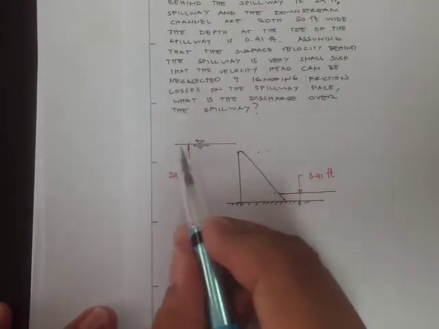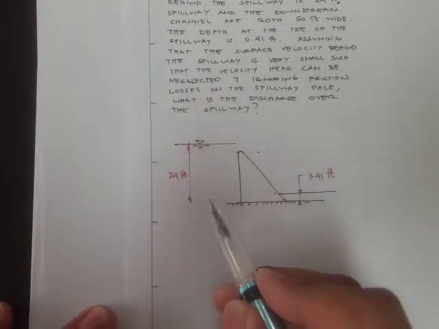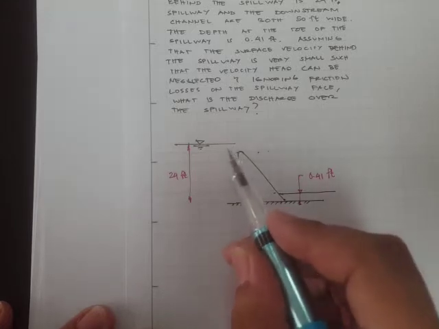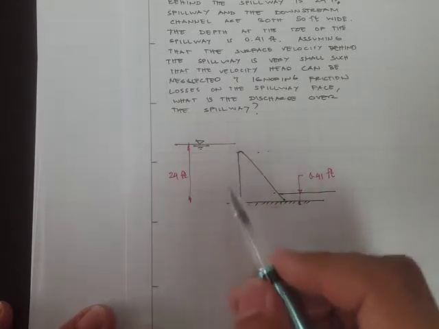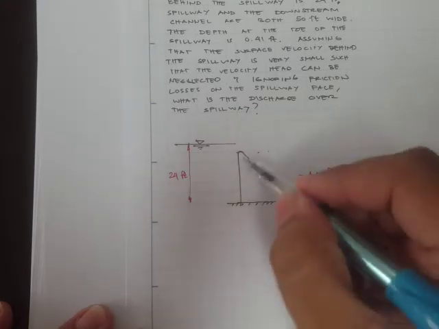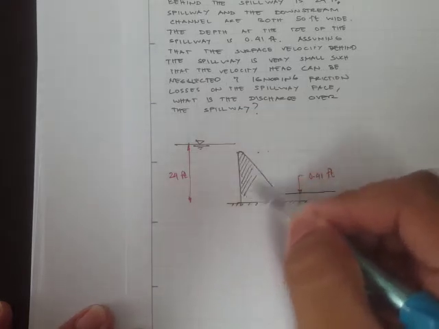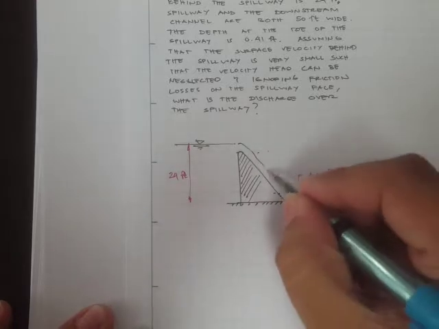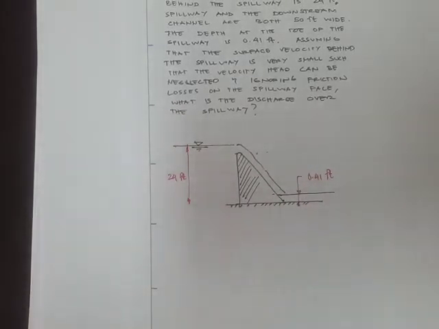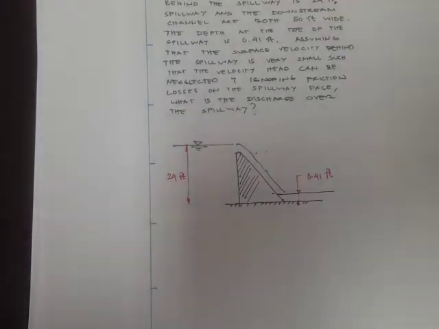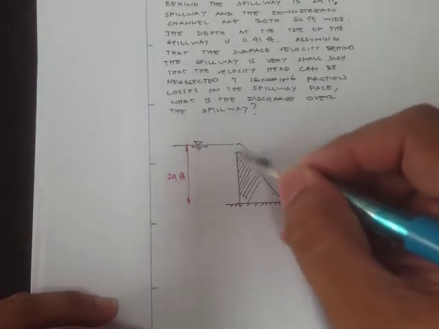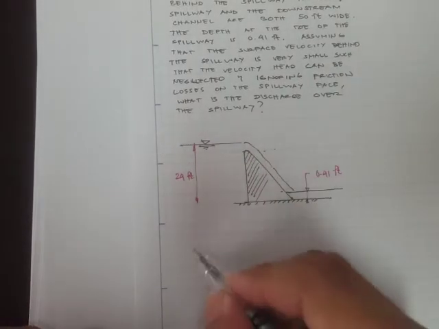Okay, so we have our head right here, and of course, since it's a spillway, the figure also shows us that the depth is greater than the spillway, and therefore we'll have something like this, a discharge going to the downstream. It says here, what is the discharge over the spillway? So what is the discharge somewhere here?